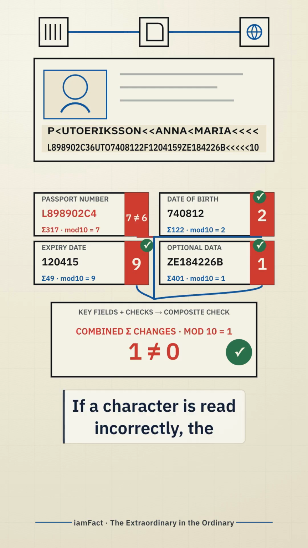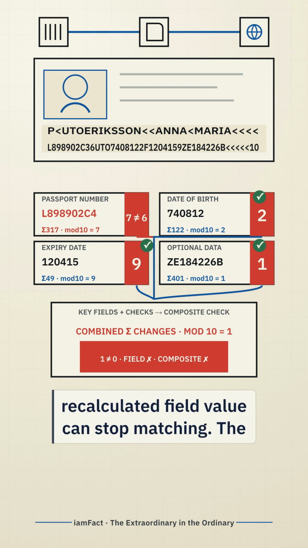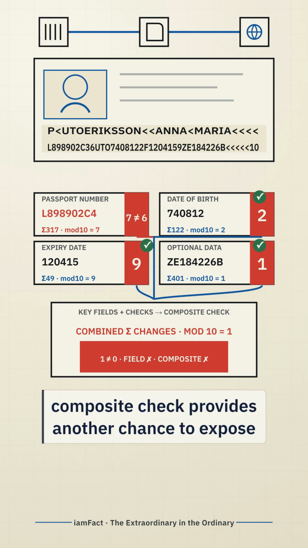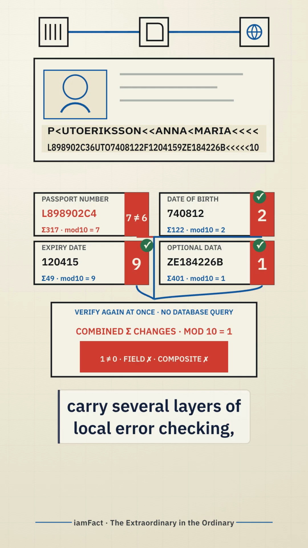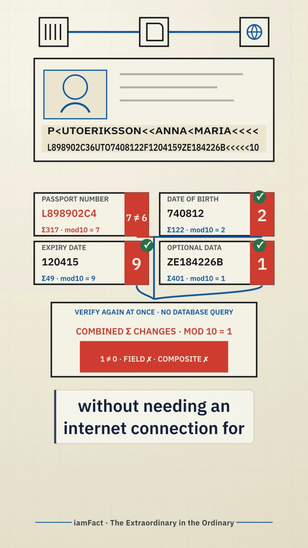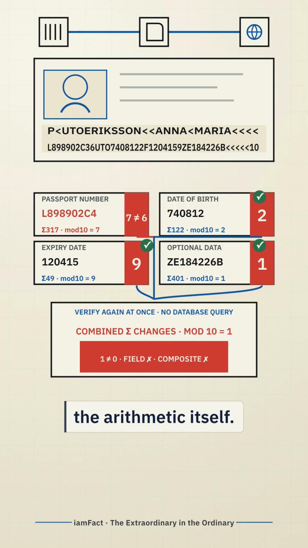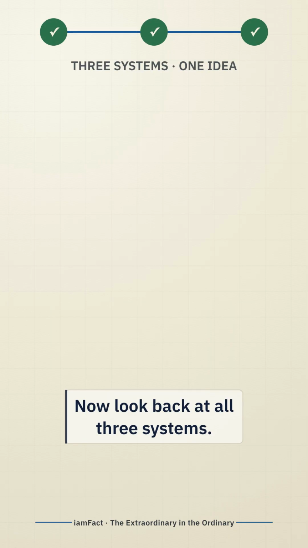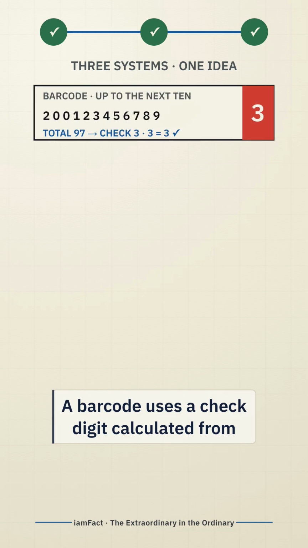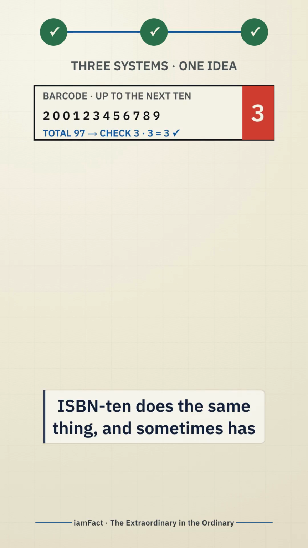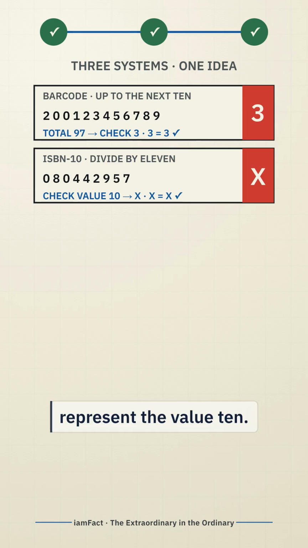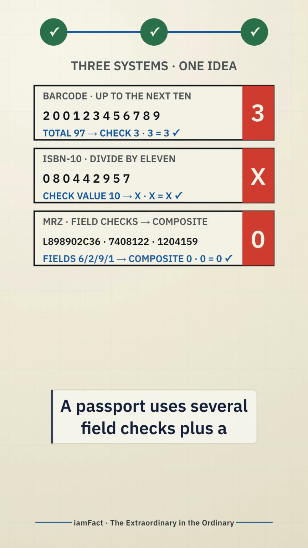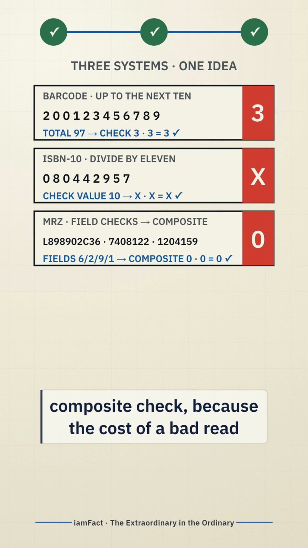If a character is read incorrectly, the recalculated field value can stop matching. The composite check provides another chance to expose the inconsistency. That is how information used across borders can carry several layers of local error checking, without needing an internet connection for the arithmetic itself. Now look back at all three systems. A barcode uses a check digit calculated from the other digits. ISBN 10 does the same thing, and sometimes has to borrow the letter X to represent the value 10. A passport uses several field checks plus a composite check, because the cost of a bad read is much higher.